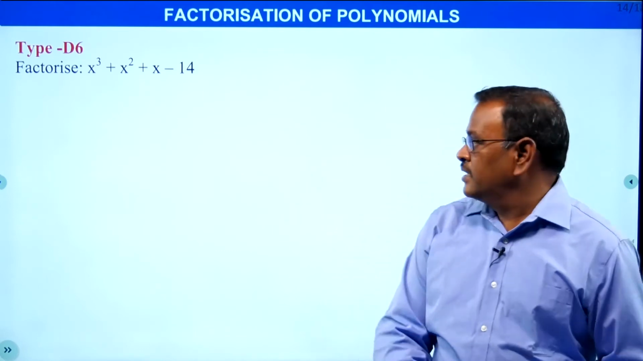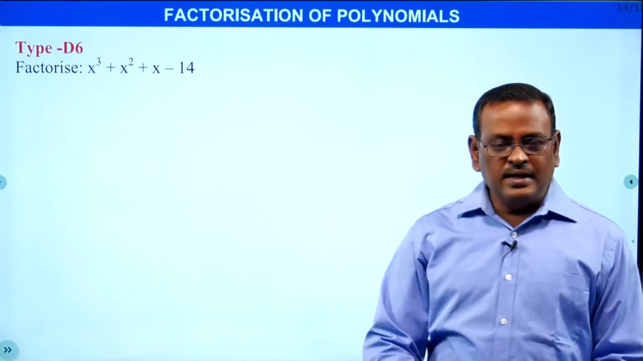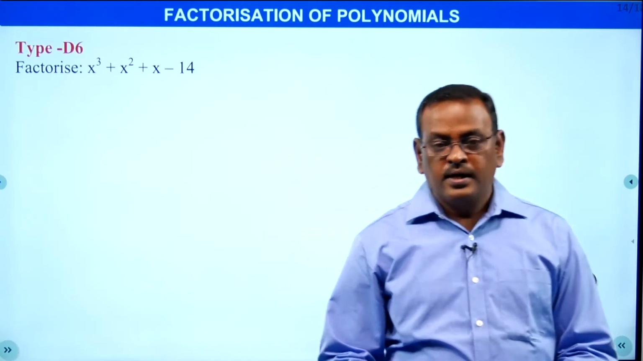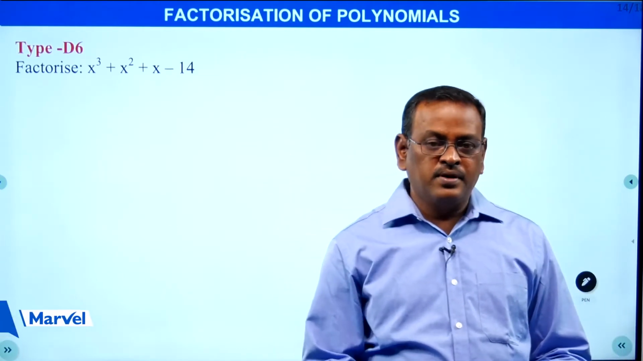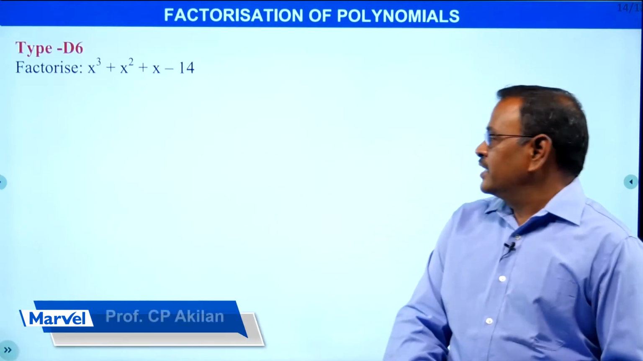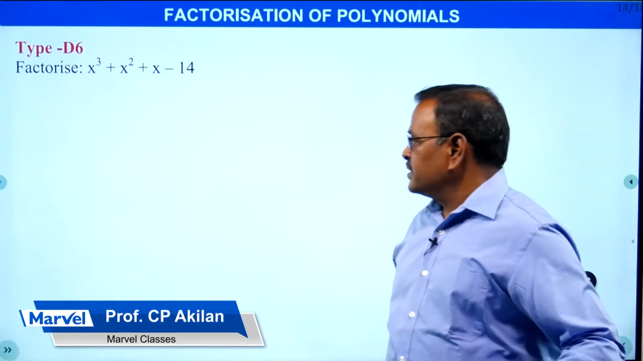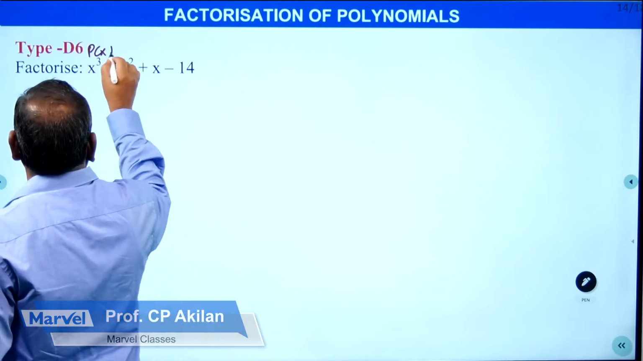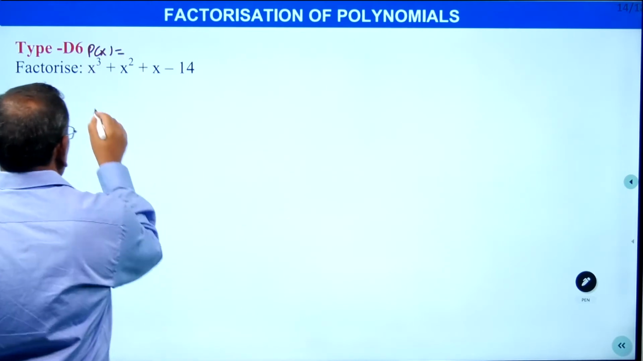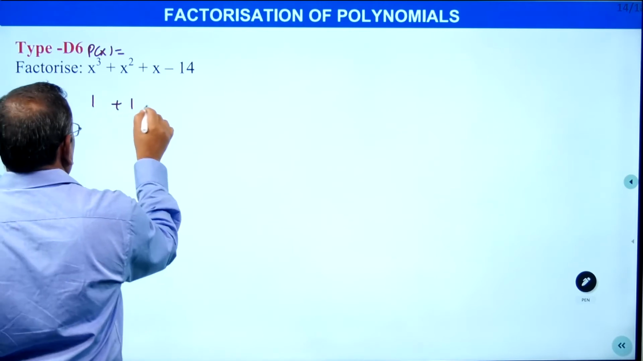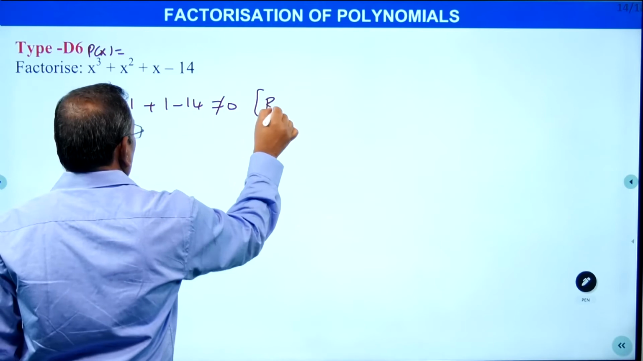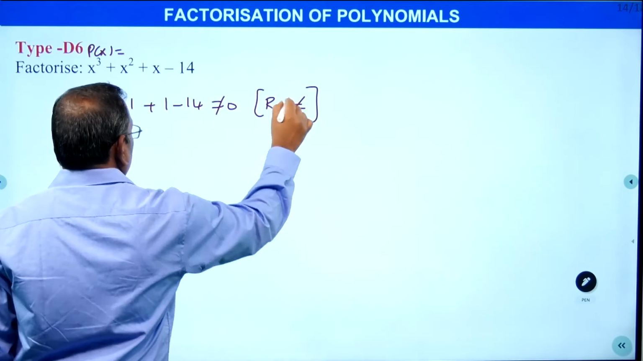This is another example. The final answer is not like the previous 4 questions. Here the final answer will be different because of one reason. I'll explain later. First, let the polynomial be P of x. And here, check whether rule 1 is satisfied. So rule 1 is not satisfied.